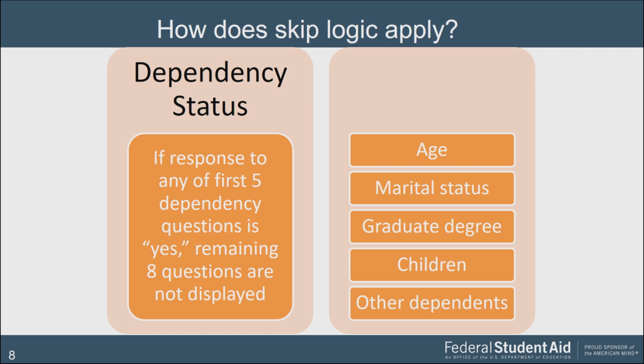Dependency status. So for the dependency questions, I think everybody knows there are 13 questions that we can use to determine whether somebody is dependent or independent. If you answer yes to any of the first 5, which you see on the slide here, the age, the born before, the marital status, are you married, are you working on a graduate degree, do you have children, or do you have other legal dependents? So if you answer yes to any of those 5 questions, we're not going to display the other 8 questions, because at that point we've determined you're independent and we're going to start sending you down that path.